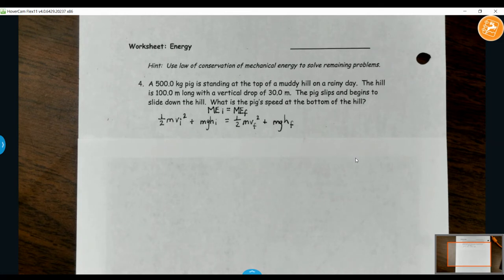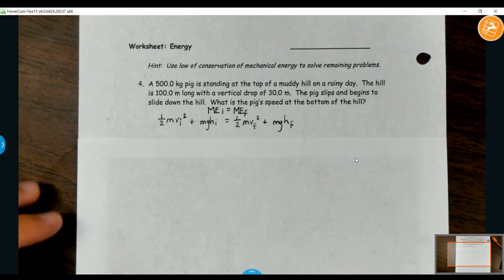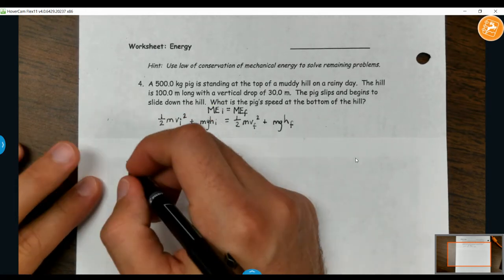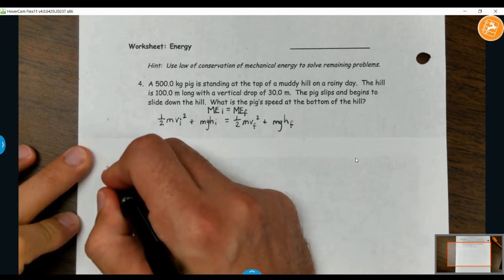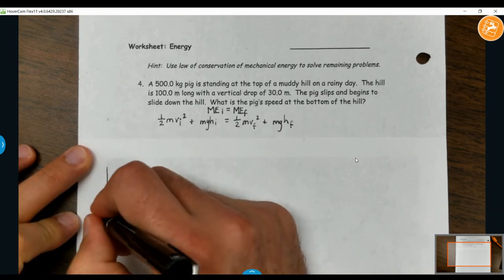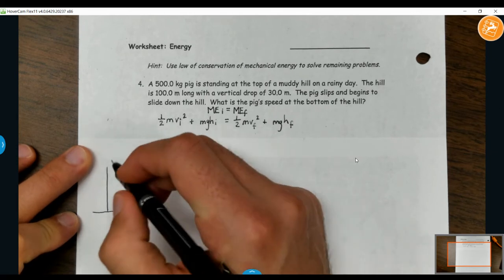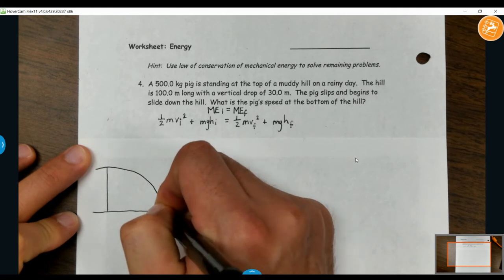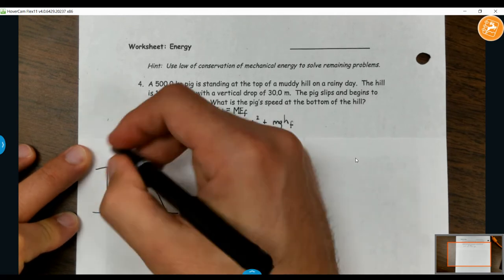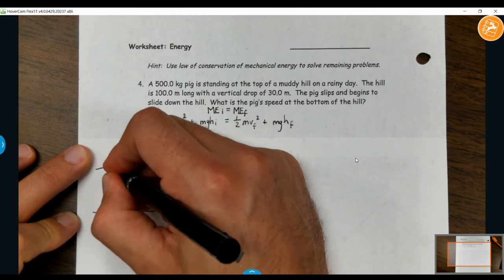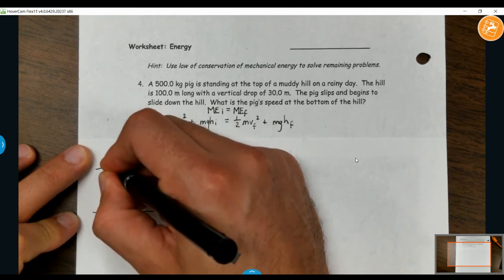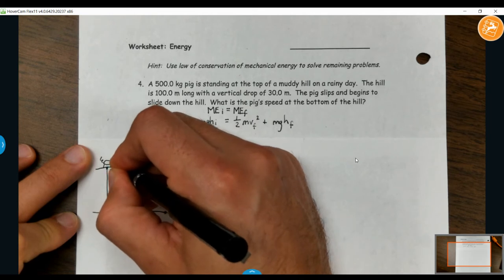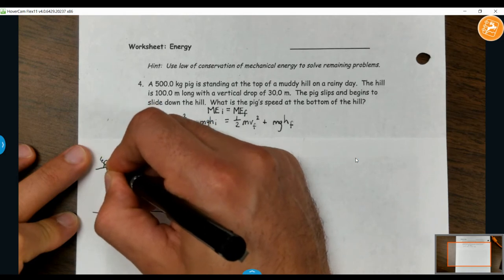So for this, you have a pig standing on top of a muddy hill on a rainy day. I like to just draw a free body diagram if I can to give myself a little help. This is the hill. I don't know what a pig looks like. Little squiggle tail, little head, little snout.